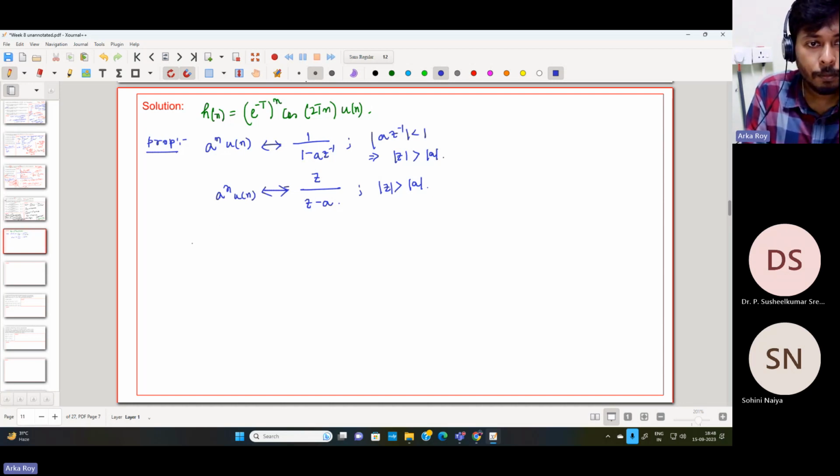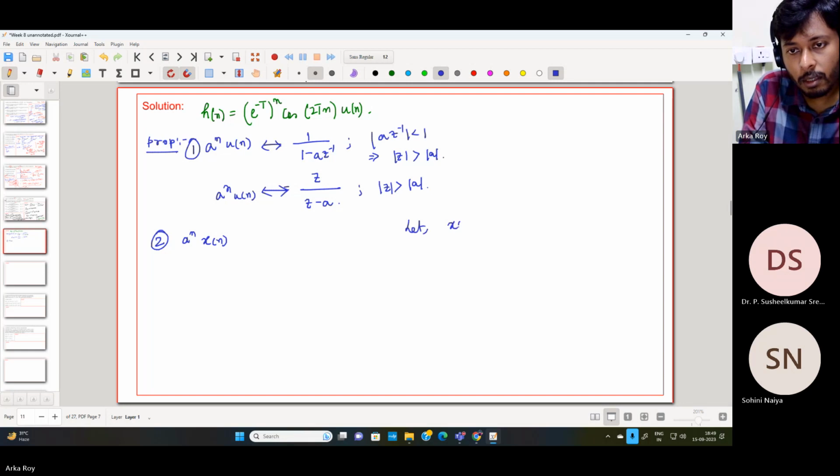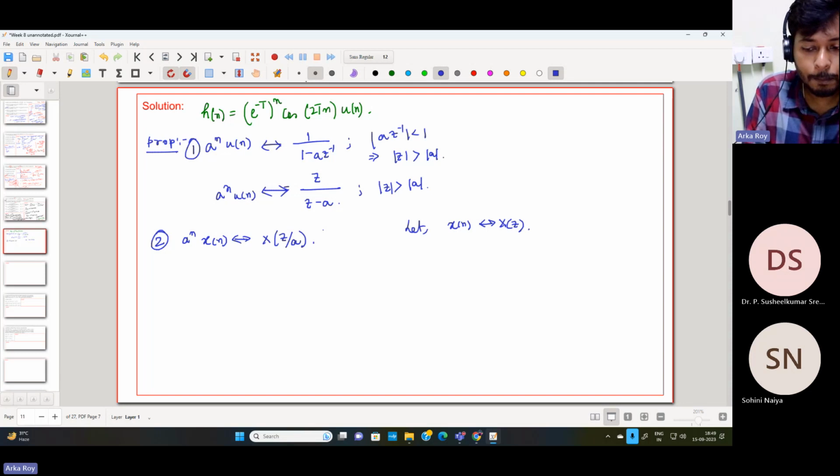And additionally, this is property 1. The property 1 can also be exploited in this particular fashion. So a to the power n x[n]. Let x[n] have z transform X(z), then a to the power n x[n]. So this is a scaling property. So a to the power n x[n] will have X(z/a).